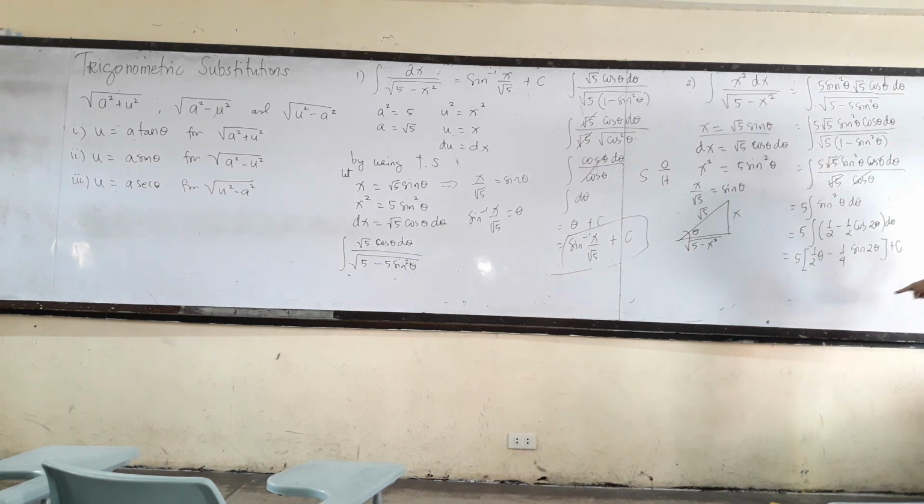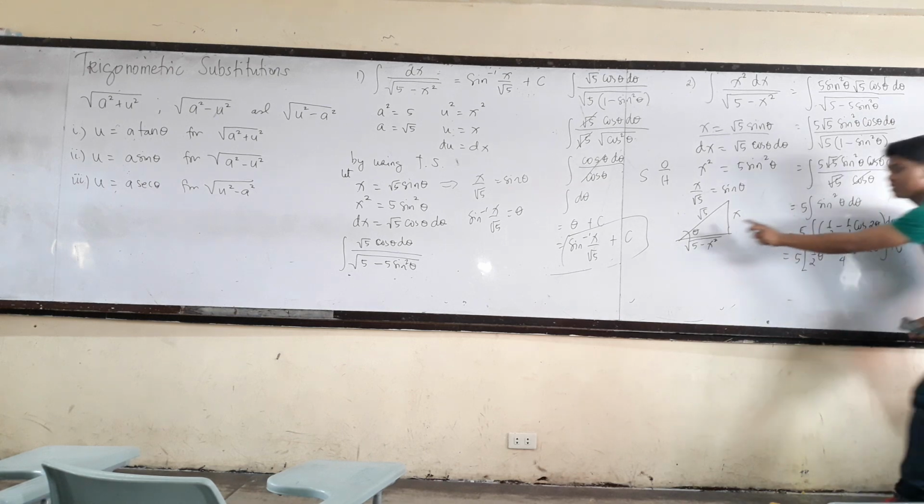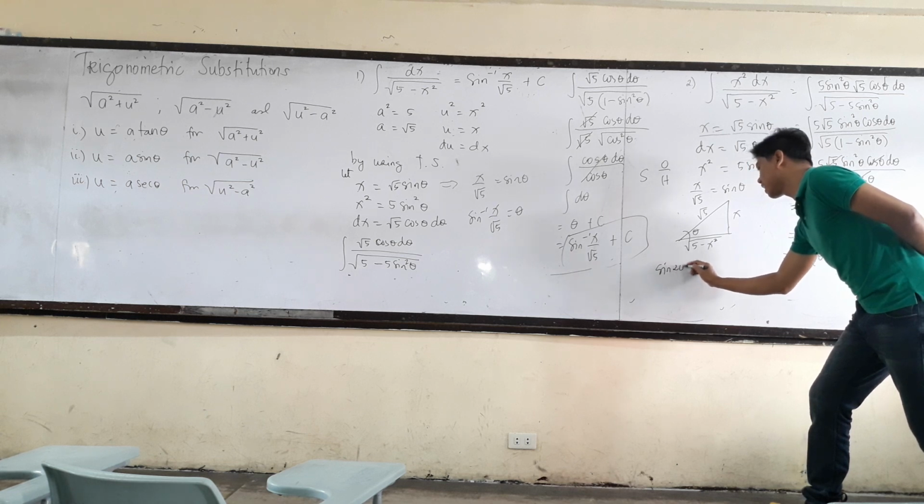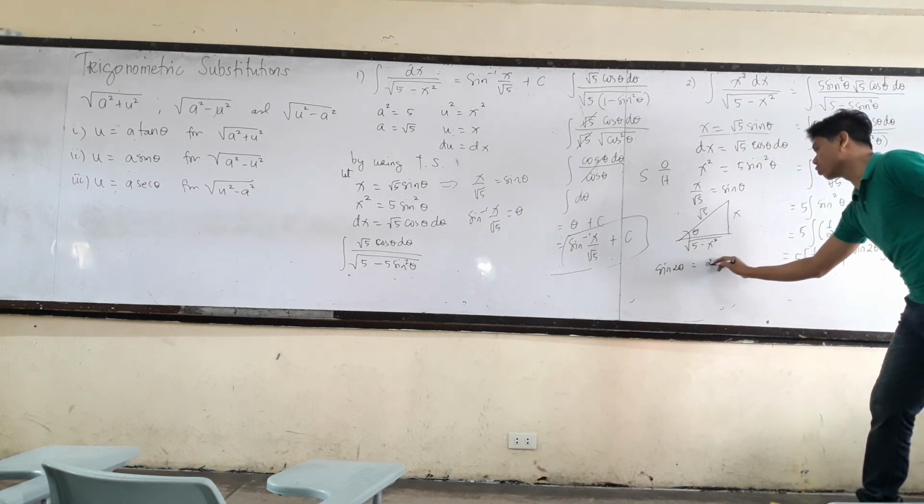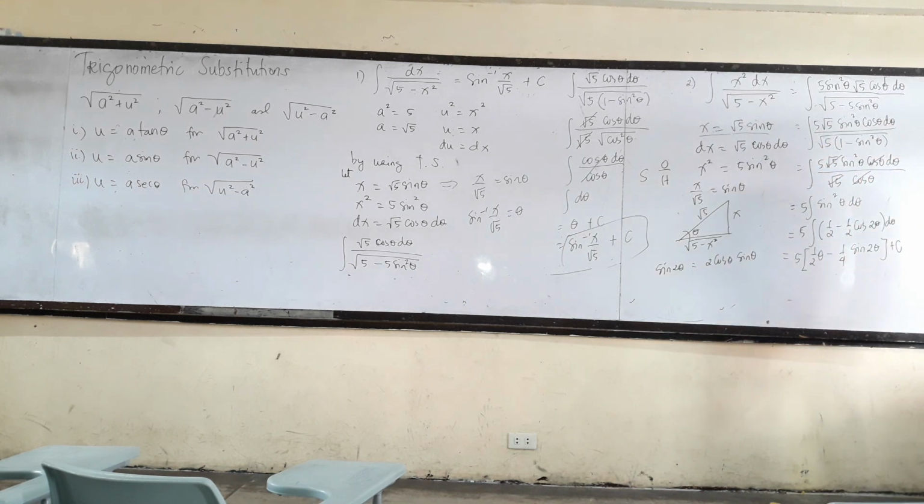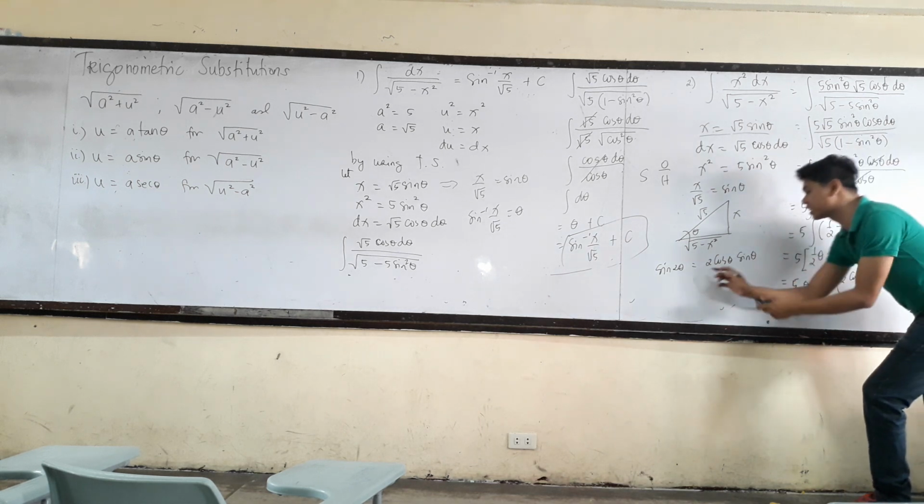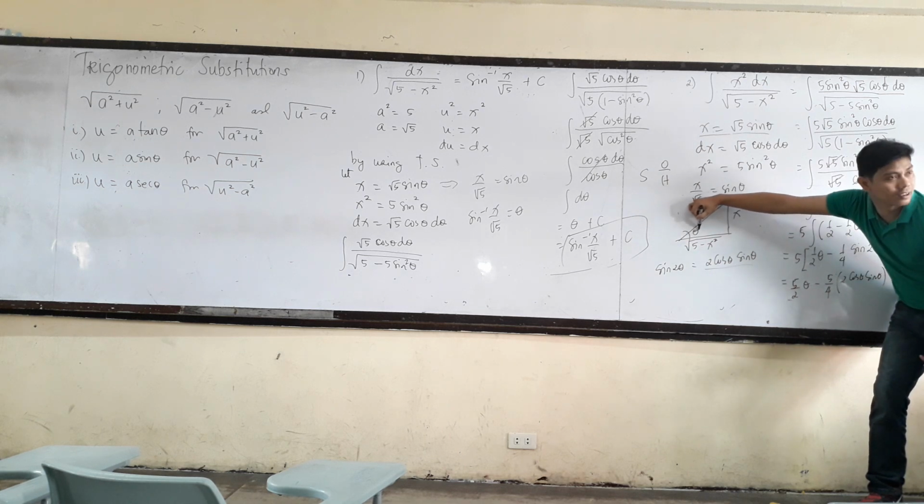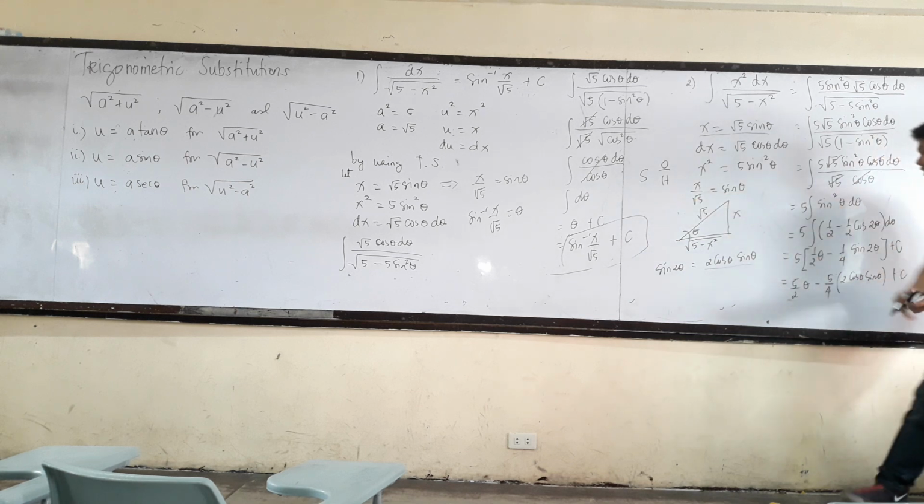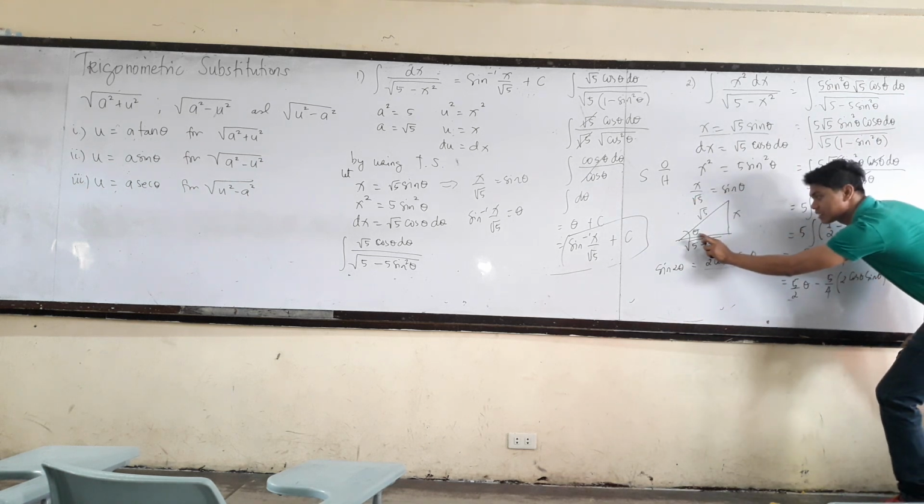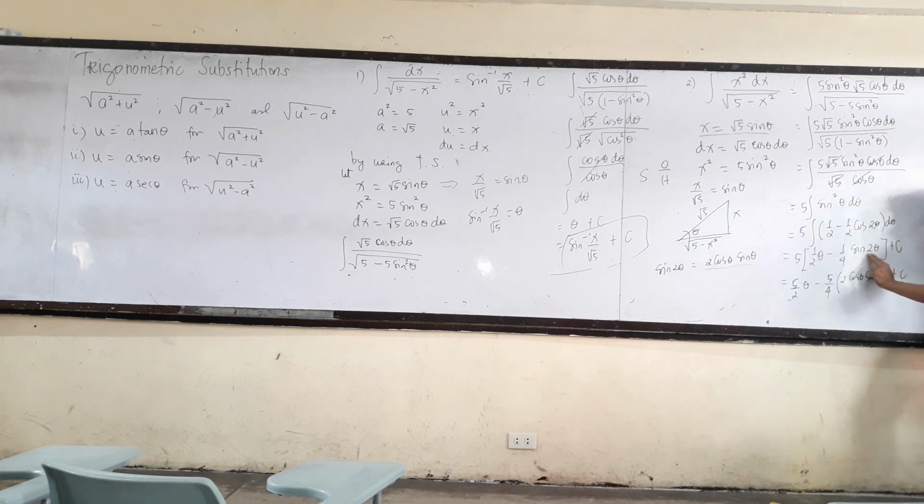So what about this one? This is 2 theta, and this is theta alone. But do not forget that by double angle identity, sine 2 theta is 2 cosine theta sine theta. Then you have 5/2 theta, minus 1/4 times 5 times 2 cosine theta sine theta, plus C. Why do we need to use this identity? It's basically because this angle is represented by theta alone, and what is your parameter there? 2 theta. This theta is different from this parameter 2 theta. So we will be using this one.